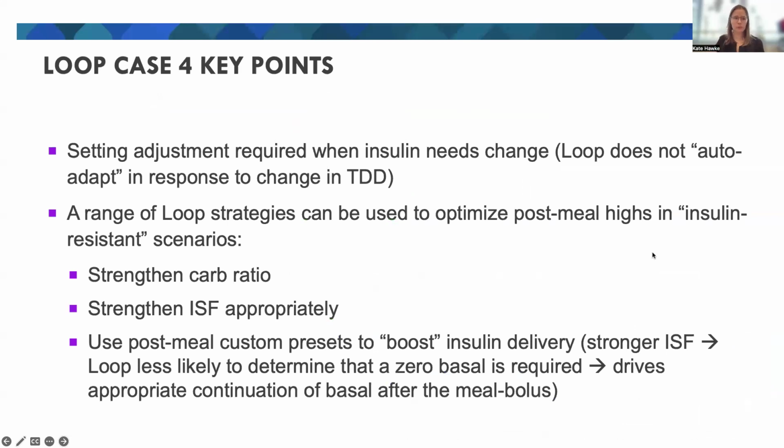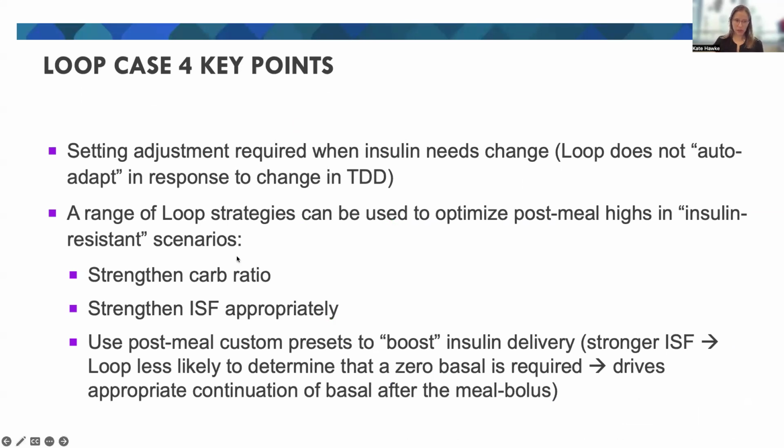So from this case, my key points would be that setting adjustment is required when insulin needs change. Loop does not auto-adapt in response to a change in total daily dose. That's not part of the loop system. And then there's a range of loop strategies that we can use to try to optimize those post-meal highs in insulin-resistant scenarios. So it could be pregnancy, it could be steroids, what have you.